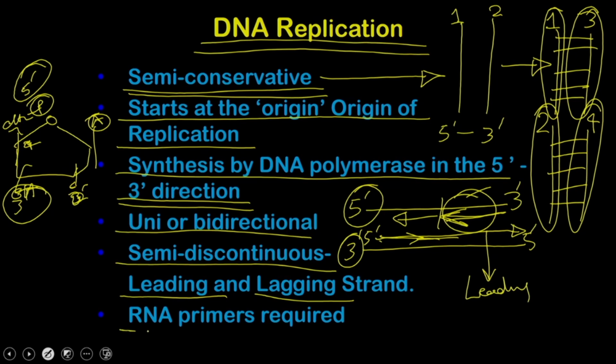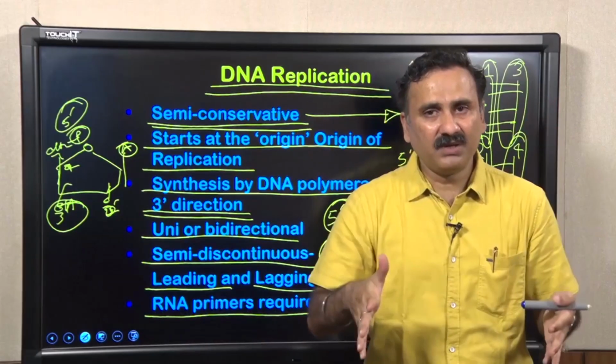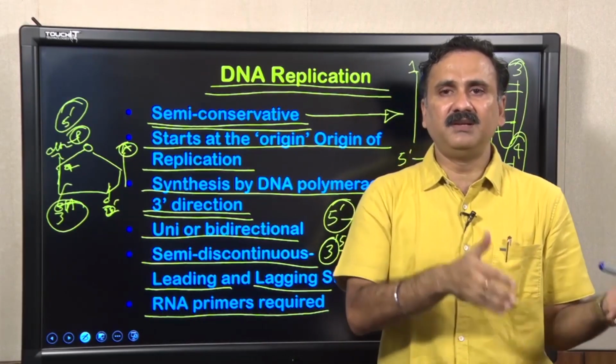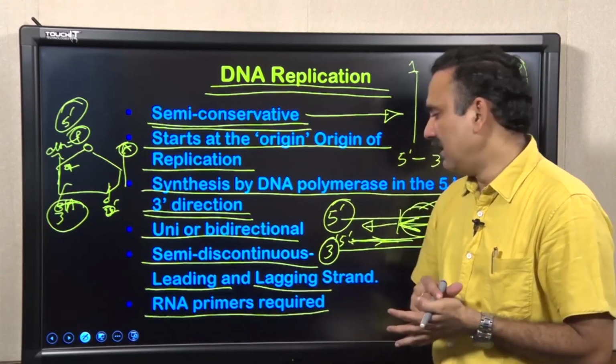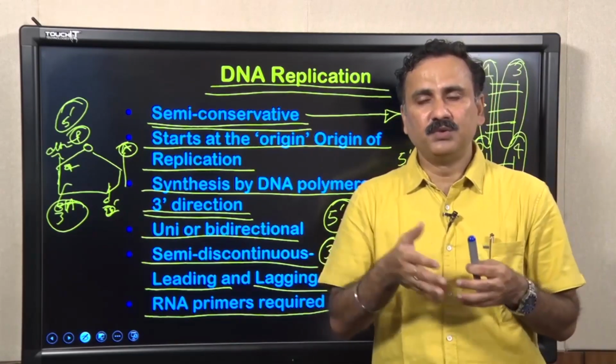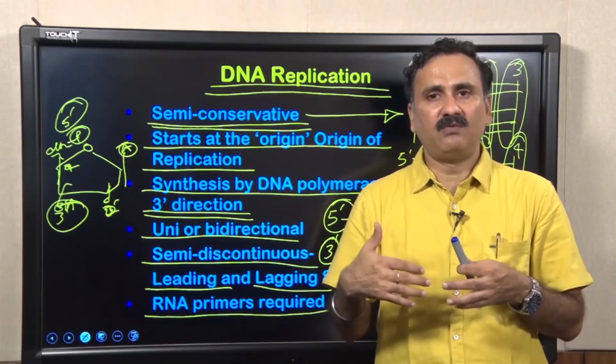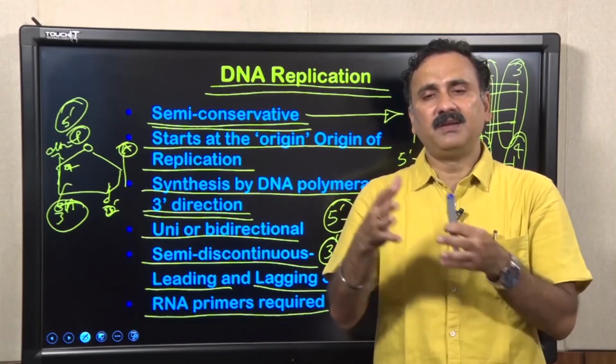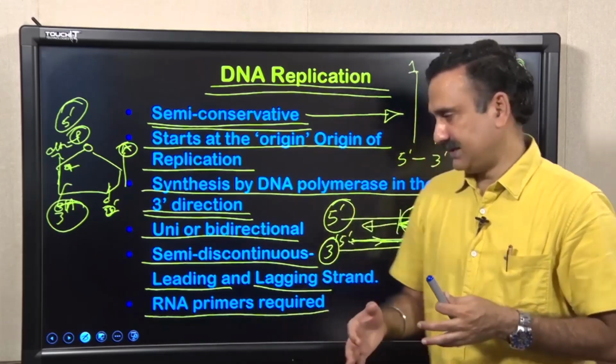And for any DNA replication process, you require a primer, and that primer is synthesized by an enzyme called RNA primase. The primers used in DNA replication are made up of RNA, and this is synthesized by the RNA polymerase.